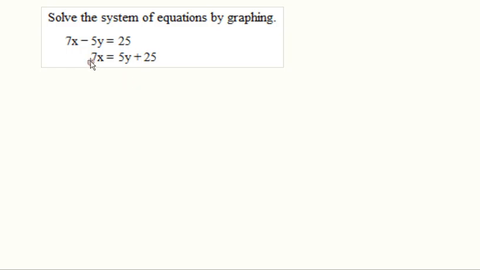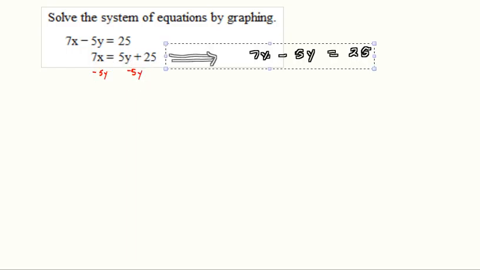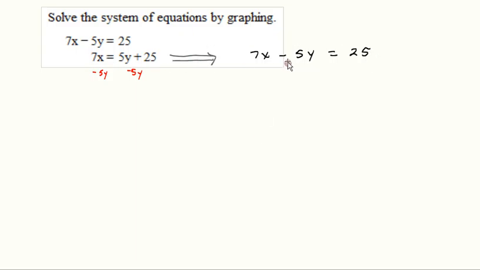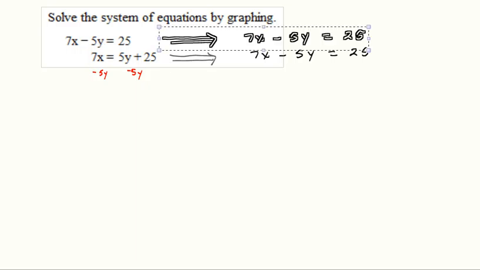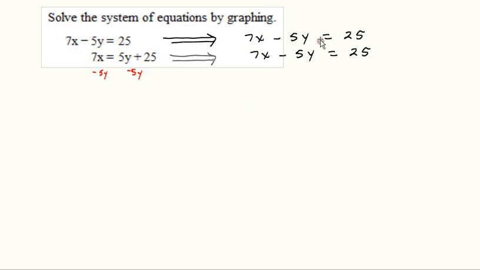Well, if we were to write this second equation in the same form as the first one by bringing the 5y over to the left side, let's see what happens. If we subtract 5y from both sides, the 5y's will cancel out on the right, and on the left we'll have 7x minus 5y. So this equation would look like this: 7x minus 5y is equal to 25. Well, you can see that's exactly what the first equation looks like.